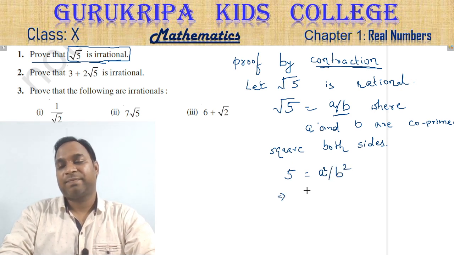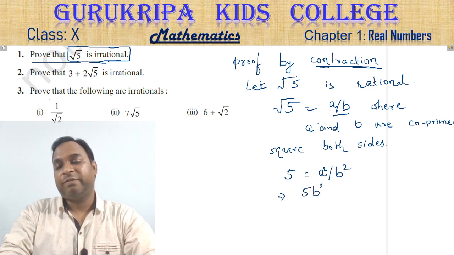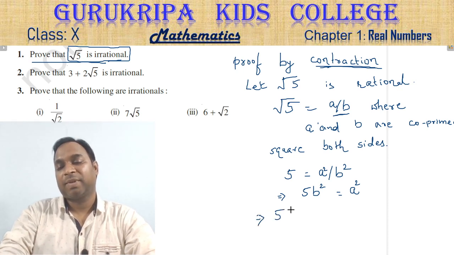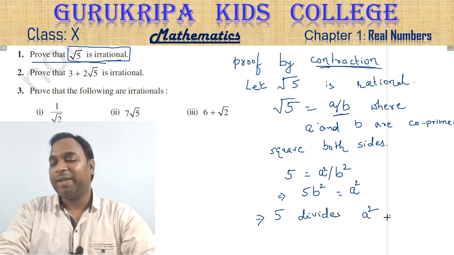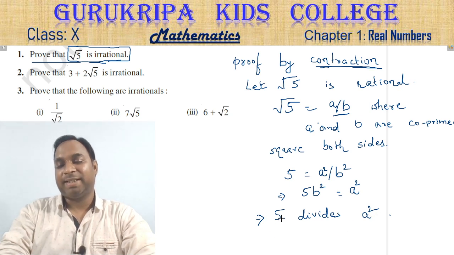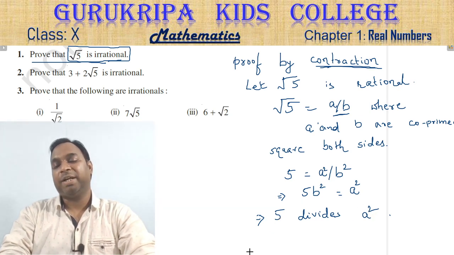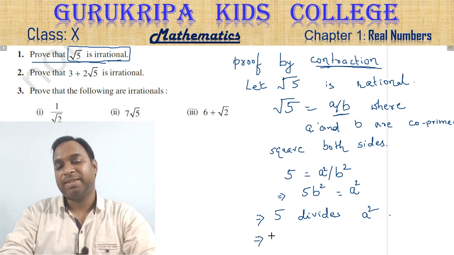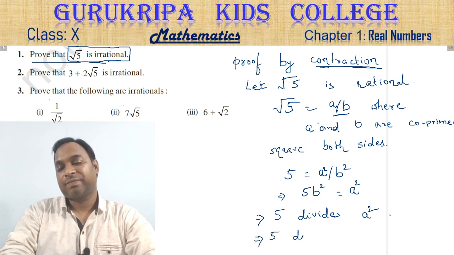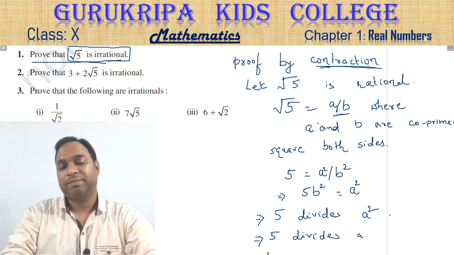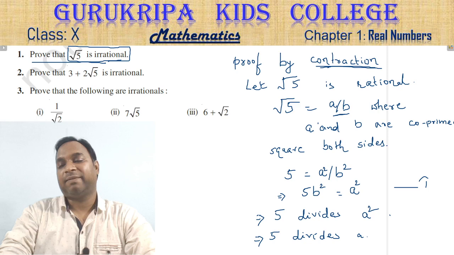This gives us 5B square is equal to A square. What does this imply? 5 divides A square. And we had seen a theorem which said that if P divides A square, P has to divide A also. This means 5 divides A. So this was our equation number 1.